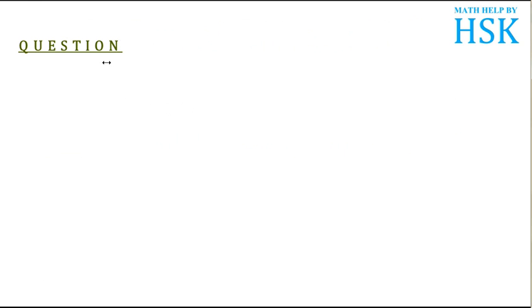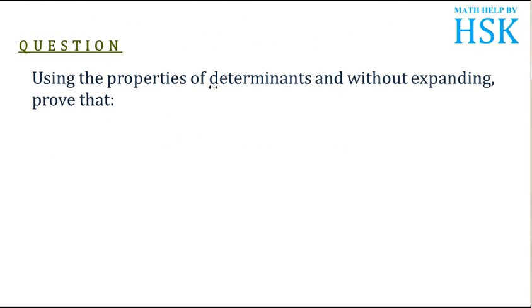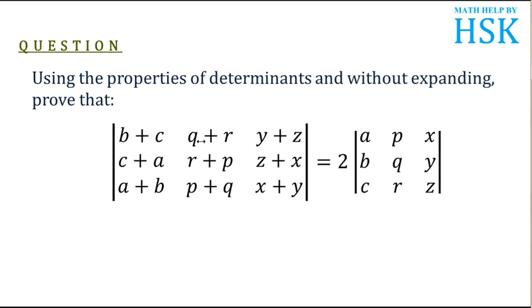The question is like this: using the properties of determinants and without expanding, prove that the determinant b plus c, q plus r, y plus z and so on is equal to 2 times the determinant apx, bqy, crz.